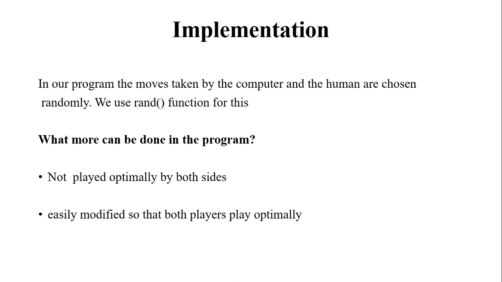The program can be easily modified so that both players play optimally, which would fall under the category of artificial intelligence. Also, the program can be modified such that the user himself gives the input, and the above changes are left as an exercise to the reader. So this is for the implementation.